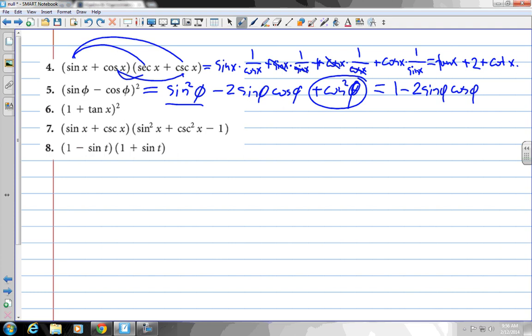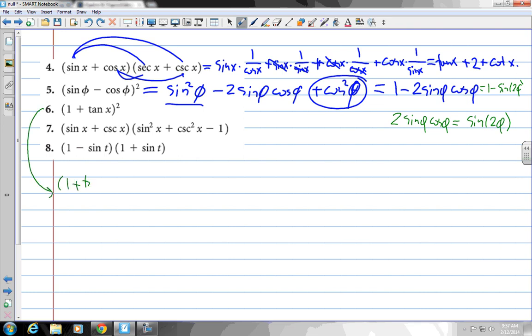We haven't learned this yet, but actually, just a side note, 2 sine phi cosine phi is the same as sine of 2 phi, a double angle formula. We don't know this yet, but eventually we'll be able to go even further. This will become 1 minus sine of 2 phi. But we don't know this yet. It's still in that section. We'll get to this. Is that okay? How about 6?